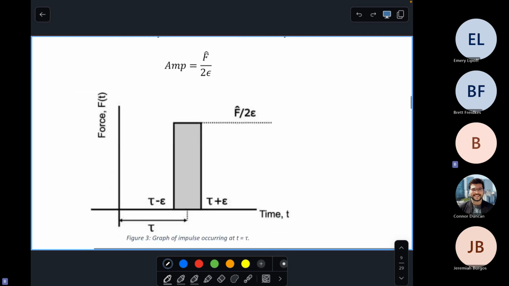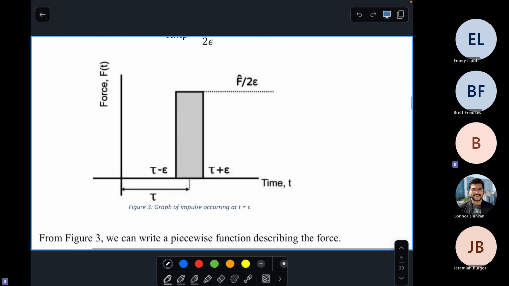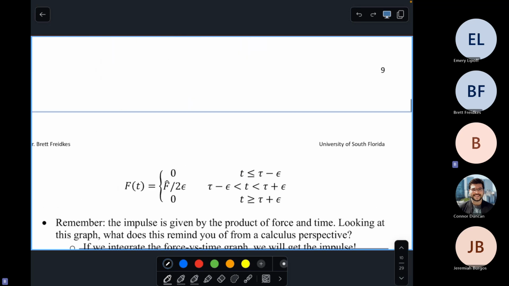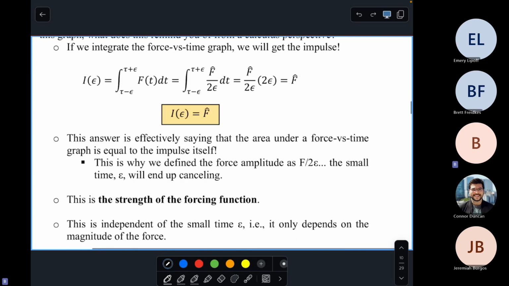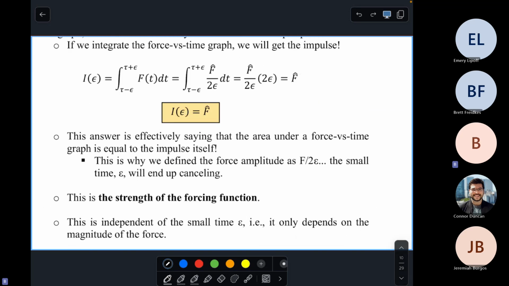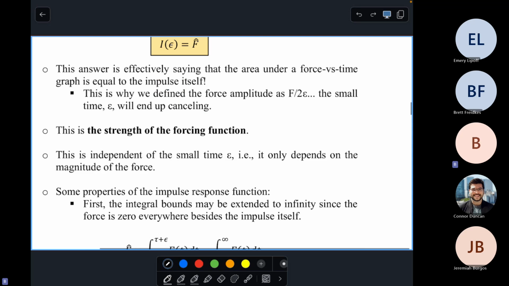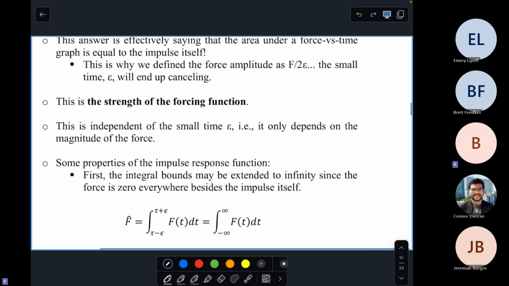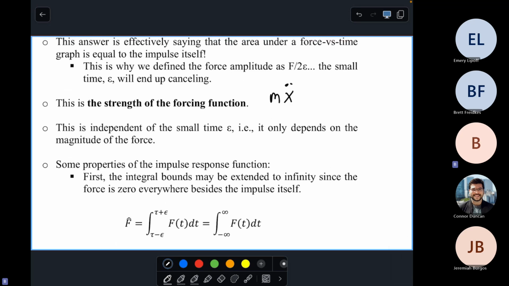You don't need to worry about this proof. Honestly, I hate this proof. I'm going to remove it from the note sets in the future. It's kind of a waste of time. It's arbitrary. But essentially what we learned is that the impulse itself is describing the strength of the forcing function. So if I were to write a differential equation like mx double dot plus kx is equal to delta of t, that forcing function is the impulse of 1.